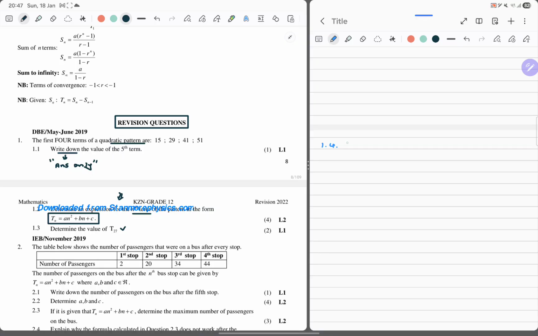Now, what if someone says, what is the value of the maximum term of this sequence? Sometimes it can be a pattern, okay? This is a question. What is the value of the maximum term of the sequence?